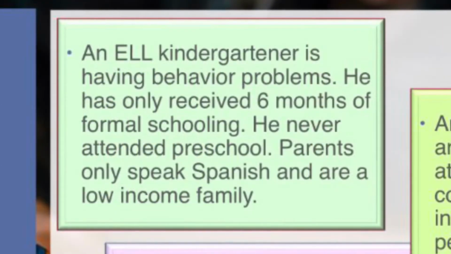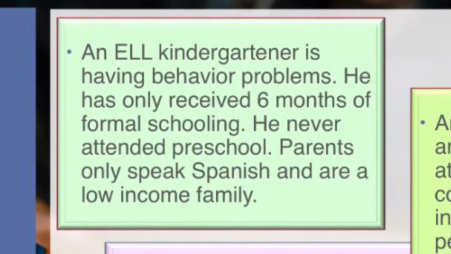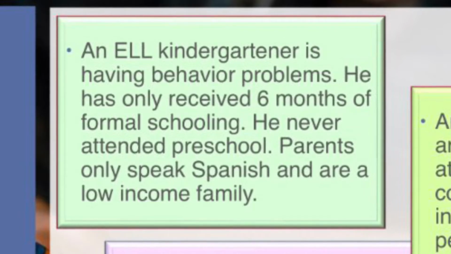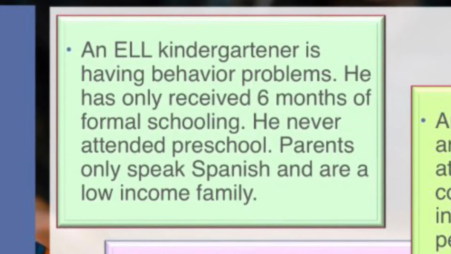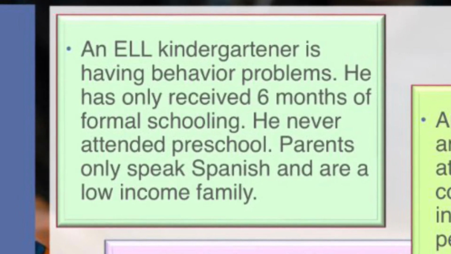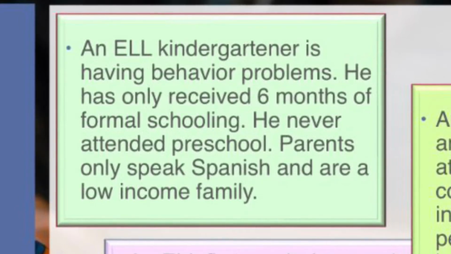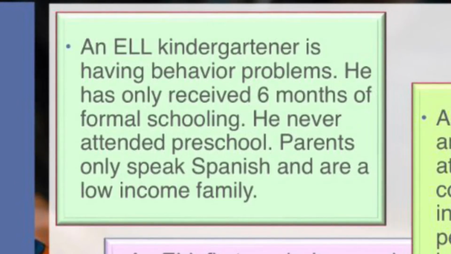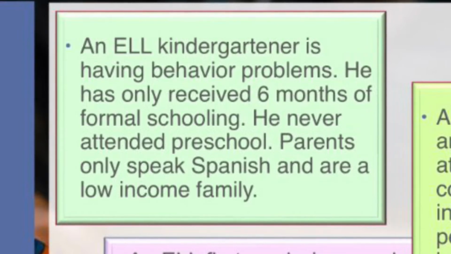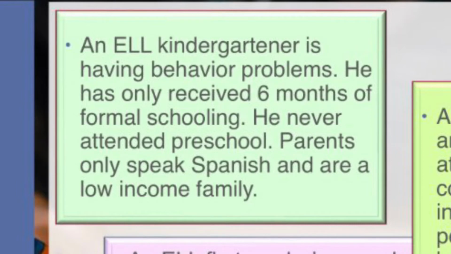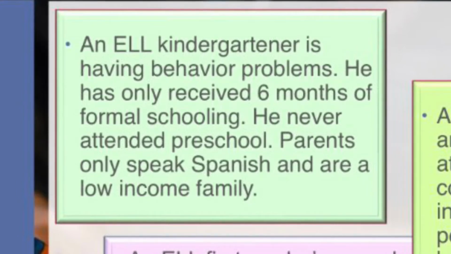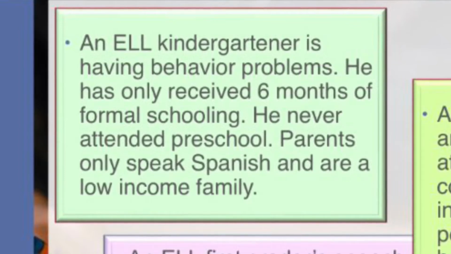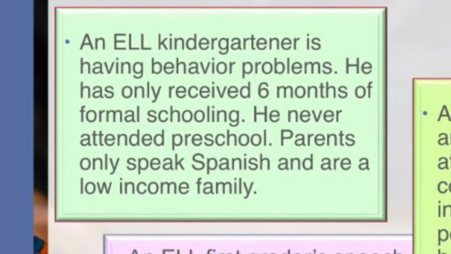In scenario 1, an ELL kindergartner is having behavior problems. He has only received 6 months of formal schooling. He never attended preschool. Parents only speak Spanish and are a low-income family. So what are the options? If we are not suspecting a cognitive disability, then maybe the student needs to hear a little bit more Spanish during the day to ease the frustration.